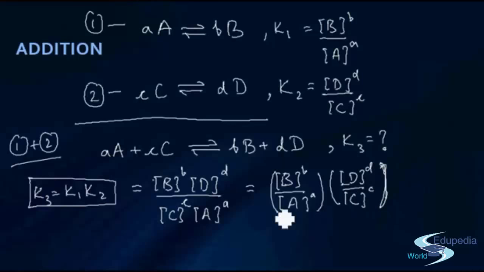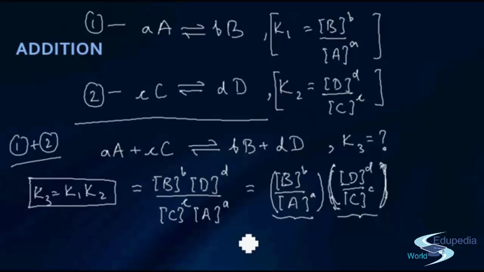Okay, all right. So now it's pretty clear that this is nothing but your K1 from over here, and this is nothing but your K2 from here. So K3 is equal to K1 multiplied with K2. Alright, and this is how you calculate the equilibrium constant of the resultant chemical reaction.